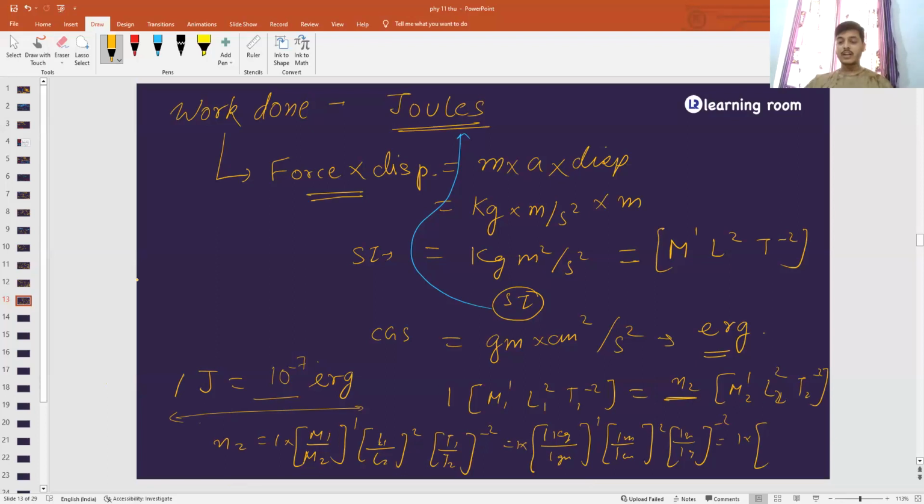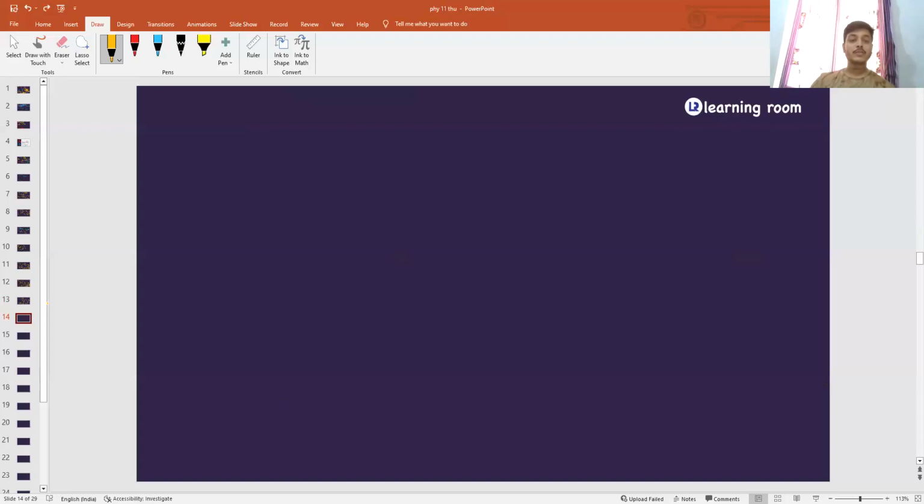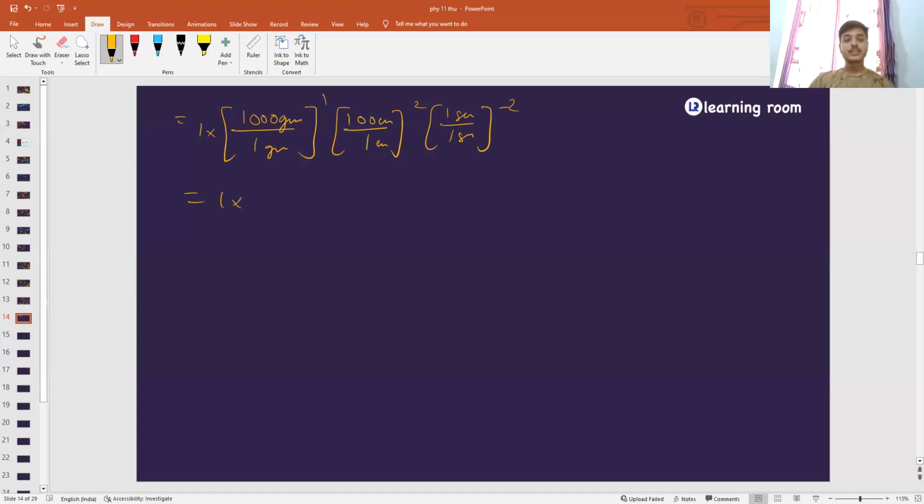I'll be writing this on the next page. So it will be 1 into kg. If you expand, it will be 1000 grams upon 1 gram, then power 1. 1 meter is 100 centimeter upon 1 centimeter, power 2. Then 1 second upon 1 second, power -2, doesn't matter because it is 1 only. So 1 into 1000, and from here 100 squared, because centimeter is cancelled, so it becomes 10 to the power 7. So 1 joule is 10 to the power 7 ergs.